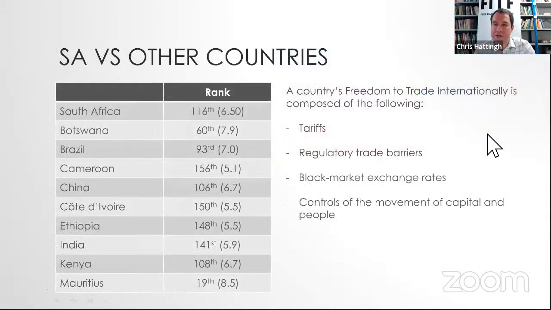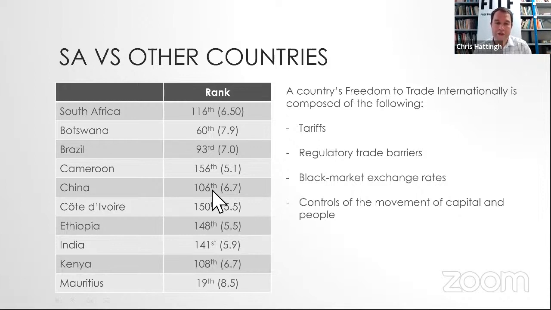South Africa's rank versus other countries, you'll see here. So South Africa, again, 116th, score of 6.5. Botswana, 60th, so a good score for them. Brazil, 93rd. Cameroon, 156. China, 106th, so China could be doing a lot better. Even though they've experienced a lot of economic growth, they could be doing a lot better.